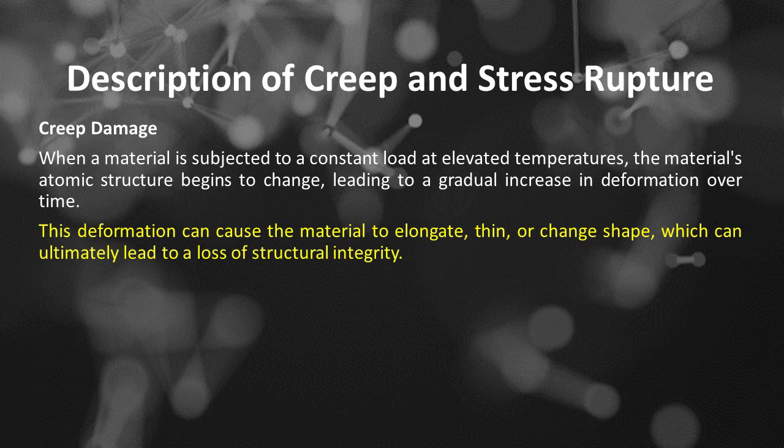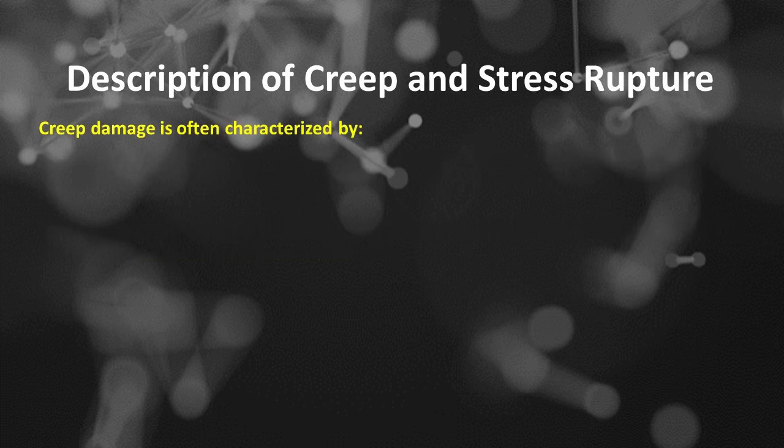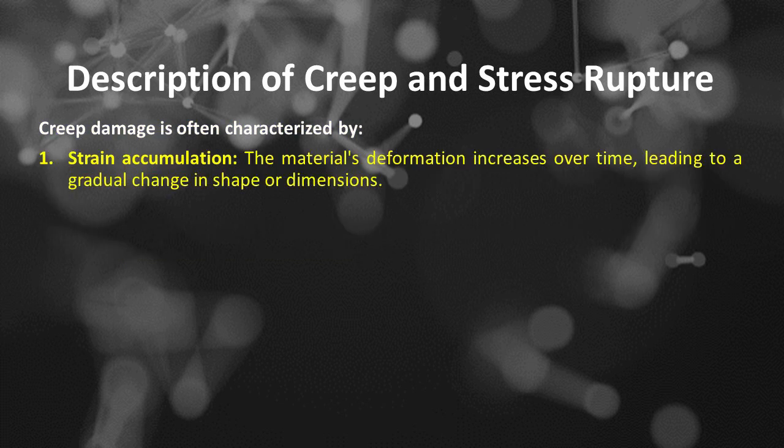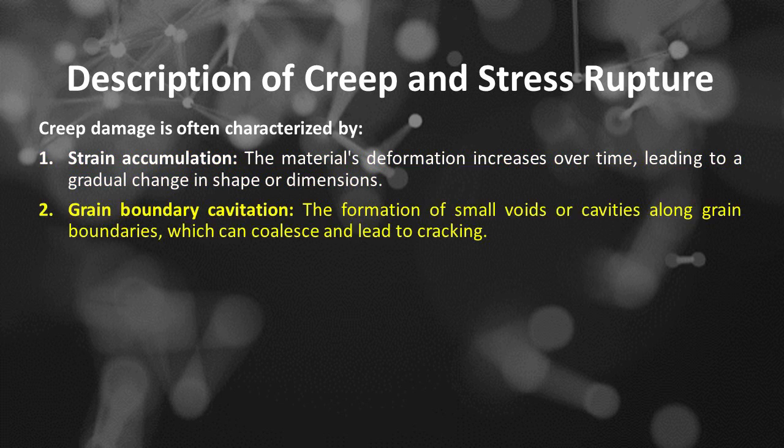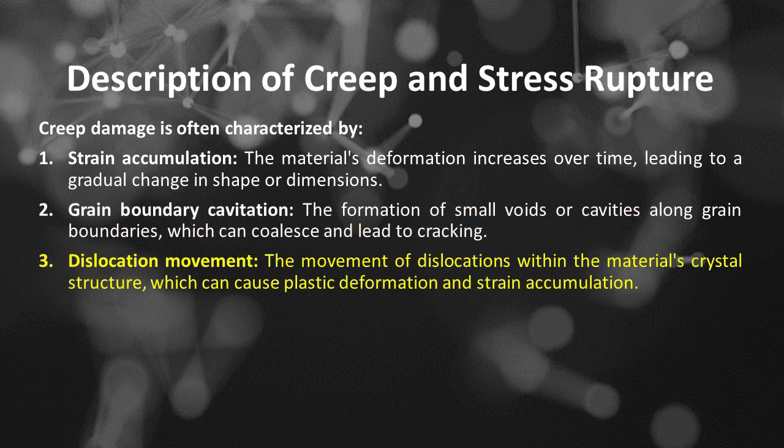structural integrity. Creep damage is often characterized by: Number 1, strain accumulation. The material's deformation increases over time, leading to a gradual change in shape or dimensions. Number 2, grain boundary cavitation. The formation of small voids or cavities along grain boundaries, which can coalesce and lead to cracking. Number 3, dislocation movement. The movement of dislocations within the material's crystal structure, which can cause plastic deformation and strain accumulation.